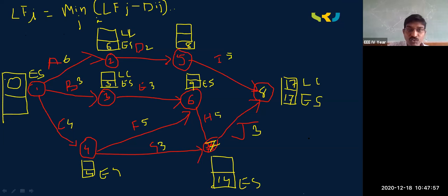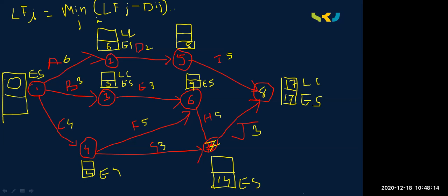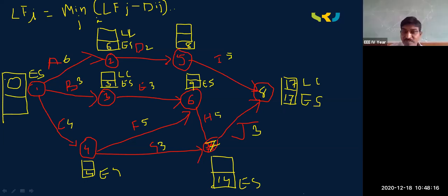Now we need to do the backward pass. Once we got the latest completion time for activity 8, when you are moving backward, after 8 you need to do which activity? After 8 you are going backward: 7. Now if you see 7, are there any other options for 7? For 7 we have only one, 8 to 7.